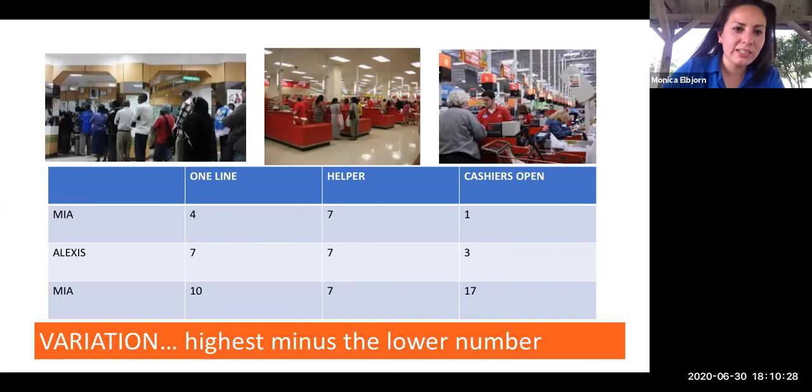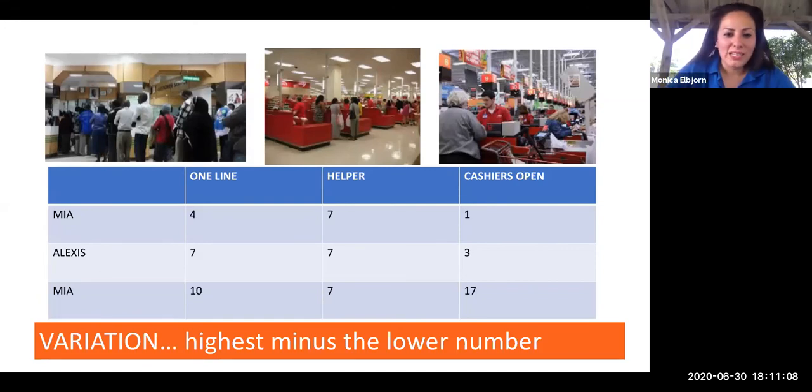On the first line, Mia waits 4 minutes, Alexis waits 7 minutes, and at the end of the line, I wait 10 minutes. Then we have the target line with a helper. Mia, Alexis, and myself, we all waited 7 minutes, the same amount of time. Then we have the line with separate cashiers, where I probably get the same luck. Mia gets there, picks 1 minute. Alexis gets there, picks 3 minutes. And when I get there, it's always the slowest cashier, so I wait 17 minutes.